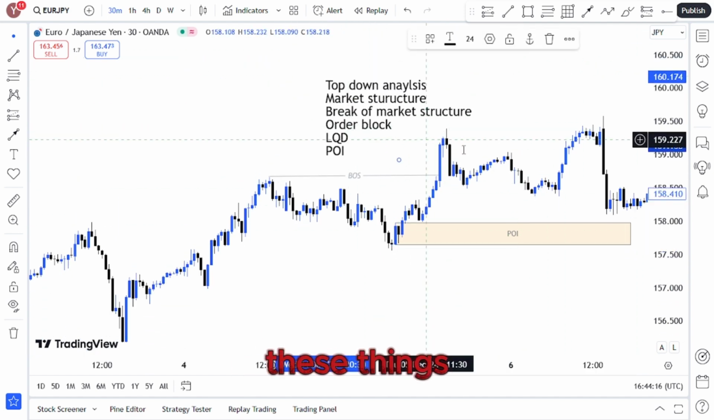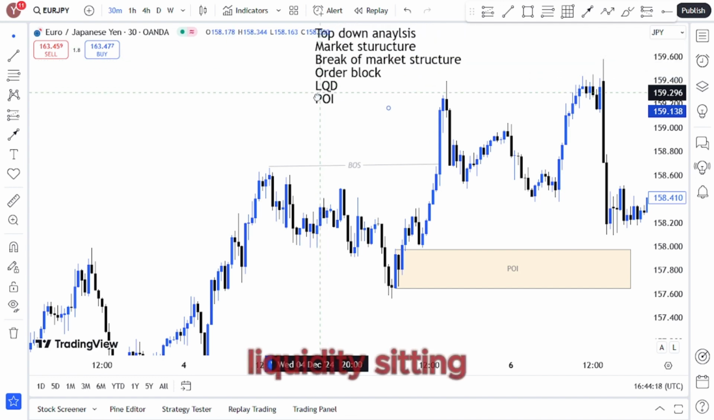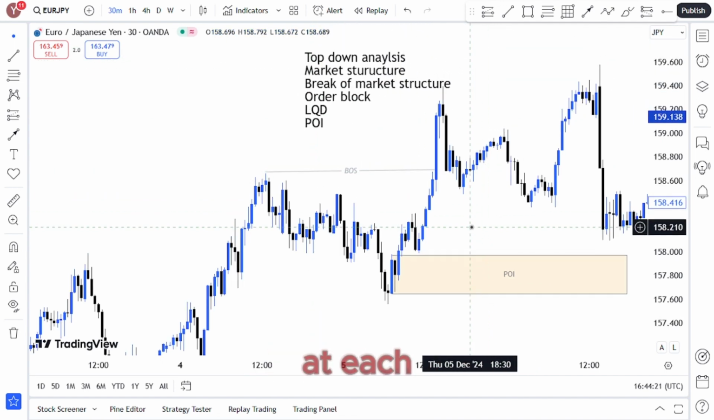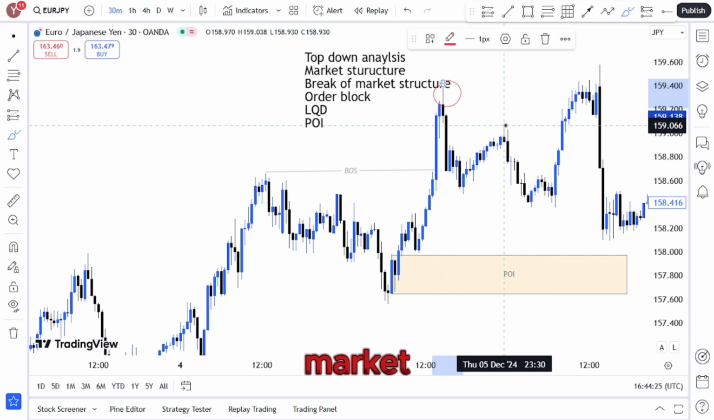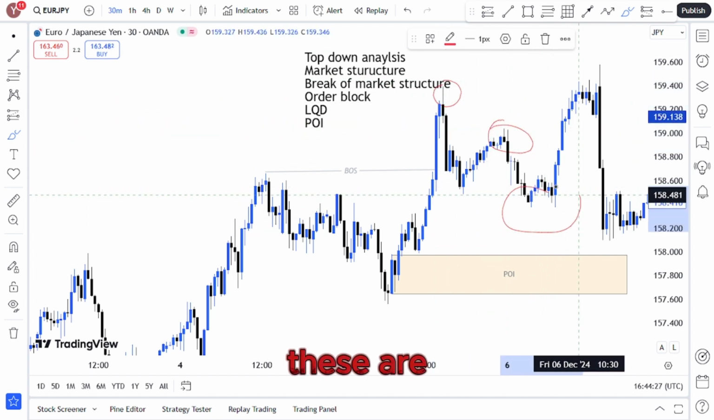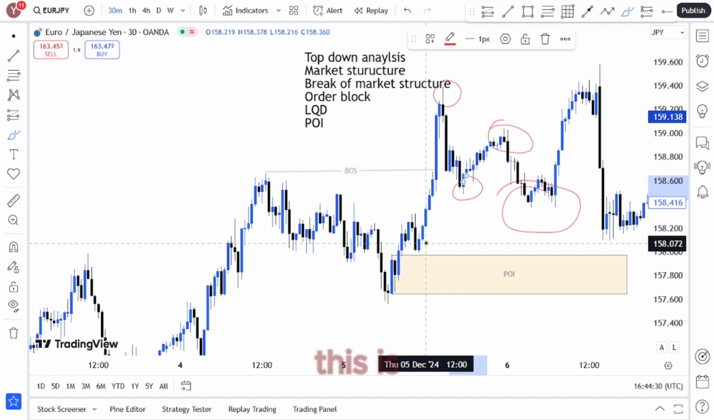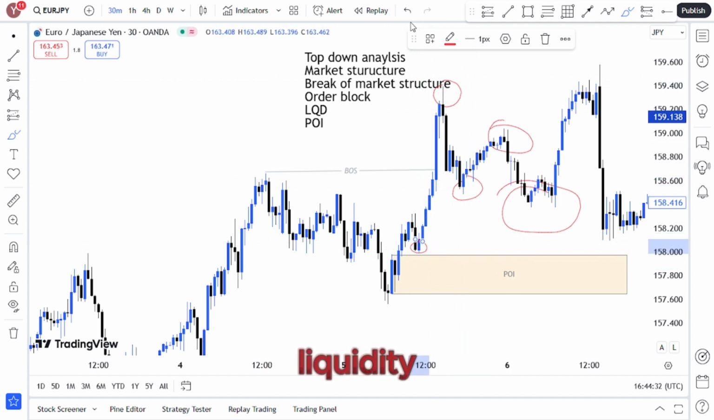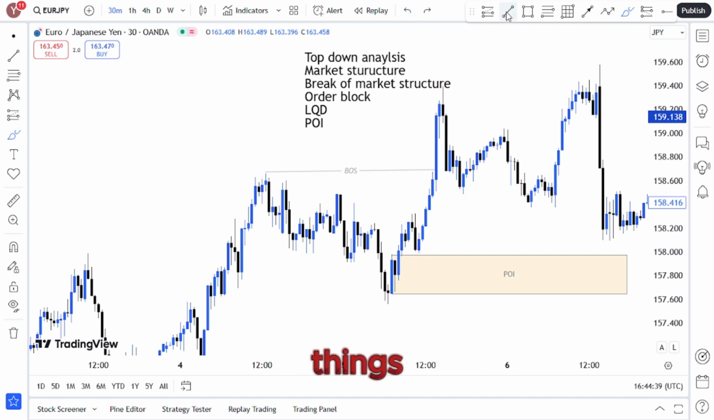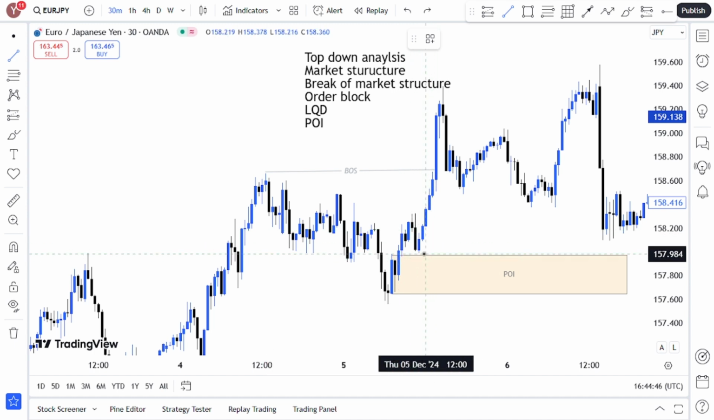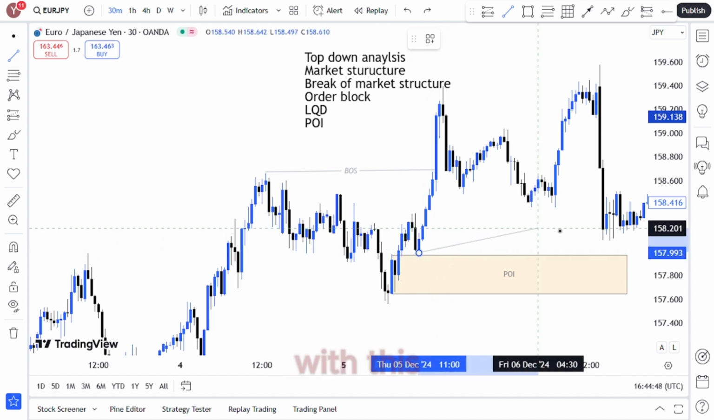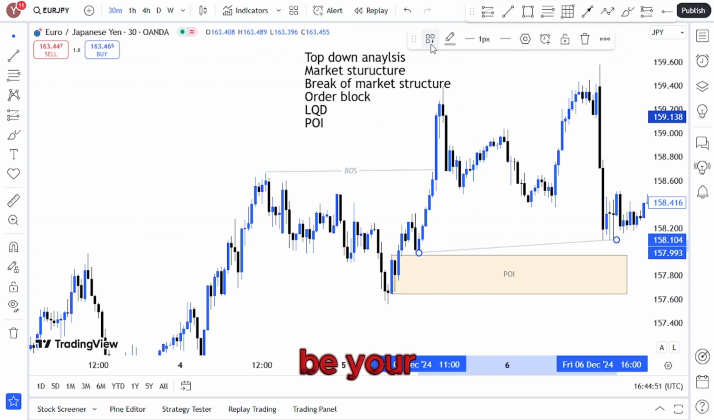And where is our liquidity sitting? Remember, we're putting all these things together. Remember that we say liquidity sits at highs and lows of the market. So this is a high in the market, this is a high in the market, these are lows in the market, this is a low, this is another low in the market. So where is your liquidity? Your liquidity usually sits at every low and high of the market. I'm repeating all these things because I'm dealing with a lot of newbies and I want you to understand. You mark this low with this one to be your liquidity.